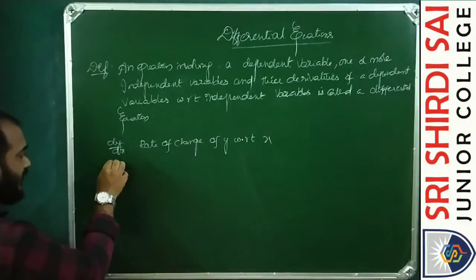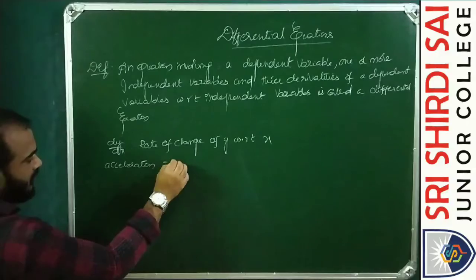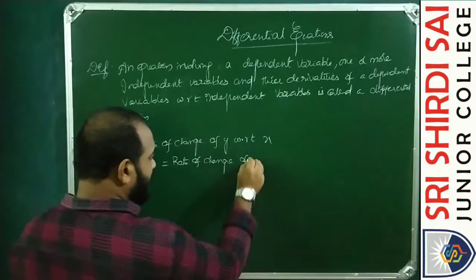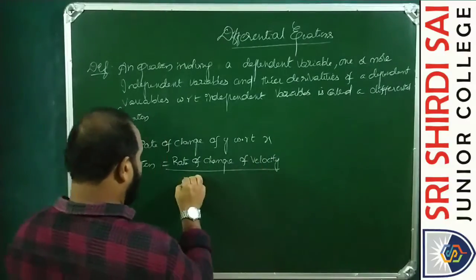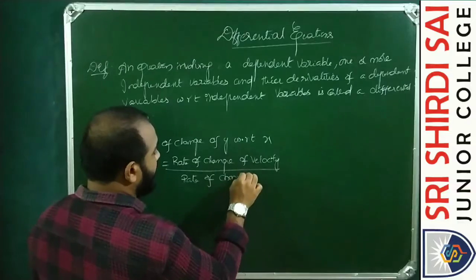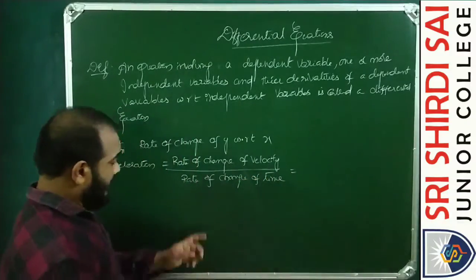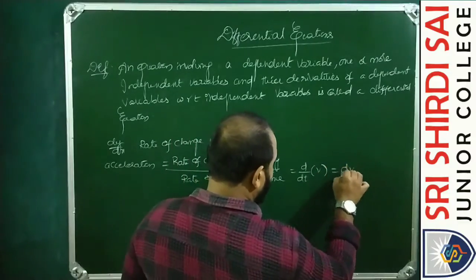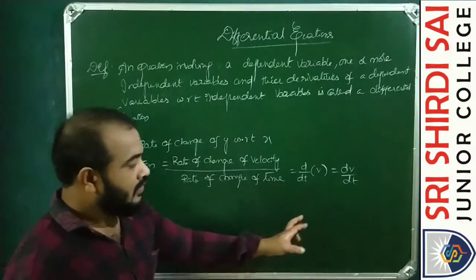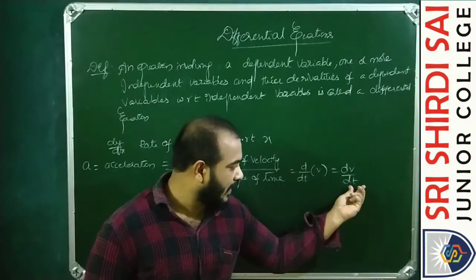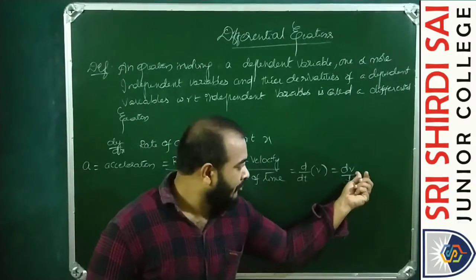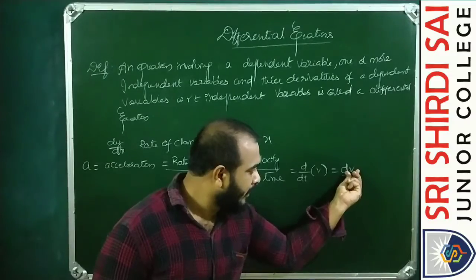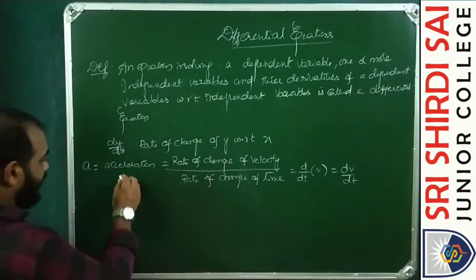What is meant by acceleration? Acceleration is nothing but the rate of change of velocity with respect to time, that is d by dt of v, otherwise dv by dt. Acceleration a equals the rate of change of velocity with respect to time. Here time is the independent variable and v depends on t. So we can have some examples.